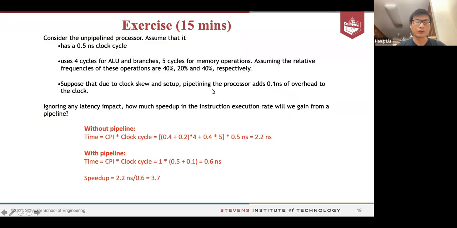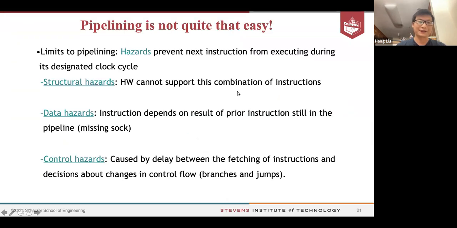So those are what we call dependencies or hazards. Taking them together, it means pipelining is not quite that easy. It's not so straightforward, which introduces a lot of research. The limits to pipelining are hazards, which prevent the next instruction from being executed during its designated clock cycle.